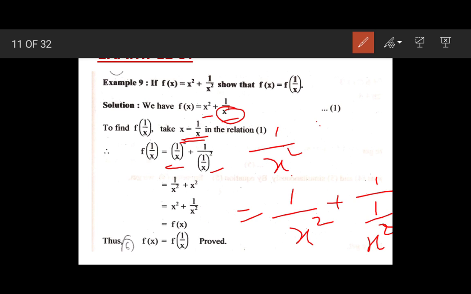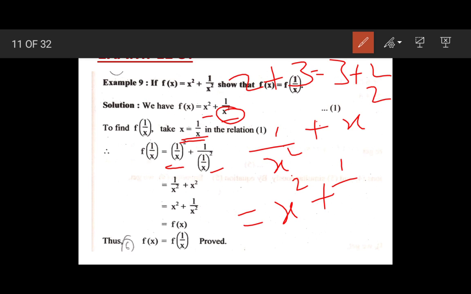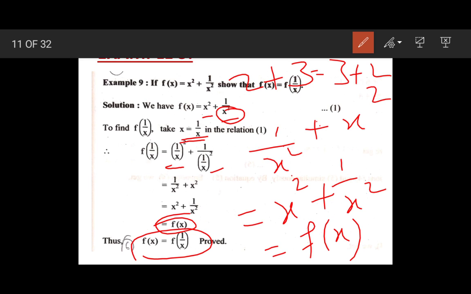So this can be written as 1/x² + x². Now 2 plus 3 is the same as 3 plus 2, right? So 1/x² + x² will be the same as x² + 1/x², and this is nothing but f(x), right? Hence what we are getting? We are getting f(x) is equal to f(1/x).